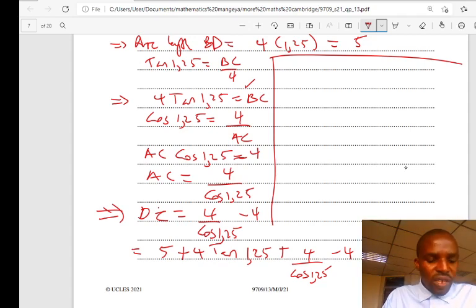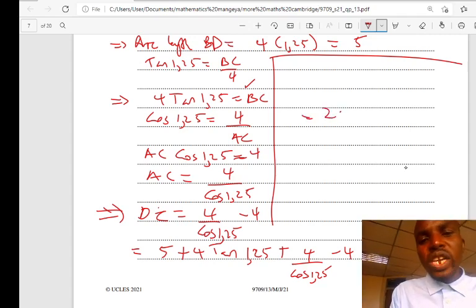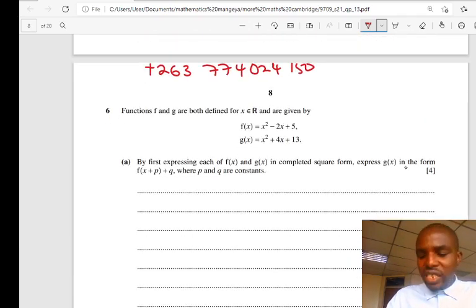It will be 5 plus, even 5 minus 4 is 1, right? So 5 minus 4 is 1, you just add 1. So you can say 1 plus 4 times 1.25. Make sure your calculator is in radian mode. Then plus 4 over cos 1.25. What do we get here? 25.7, which means it is equal to 25.7 centimeters. That will be the perimeter to 3 significant figures. Then you can say you are done.